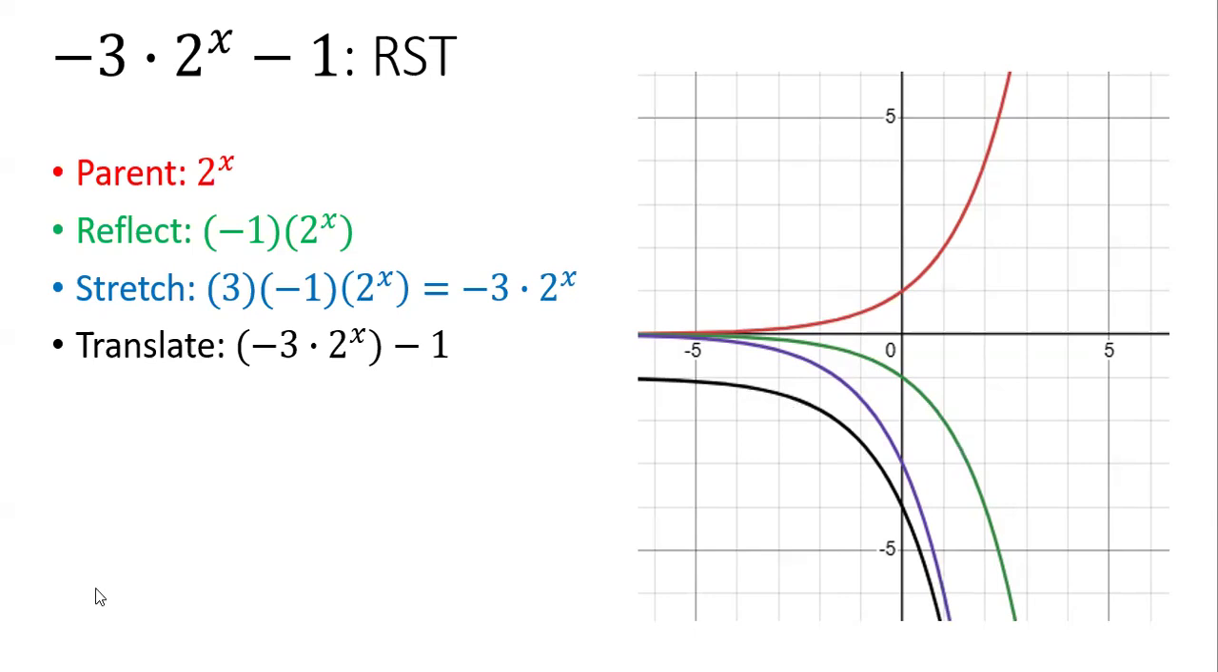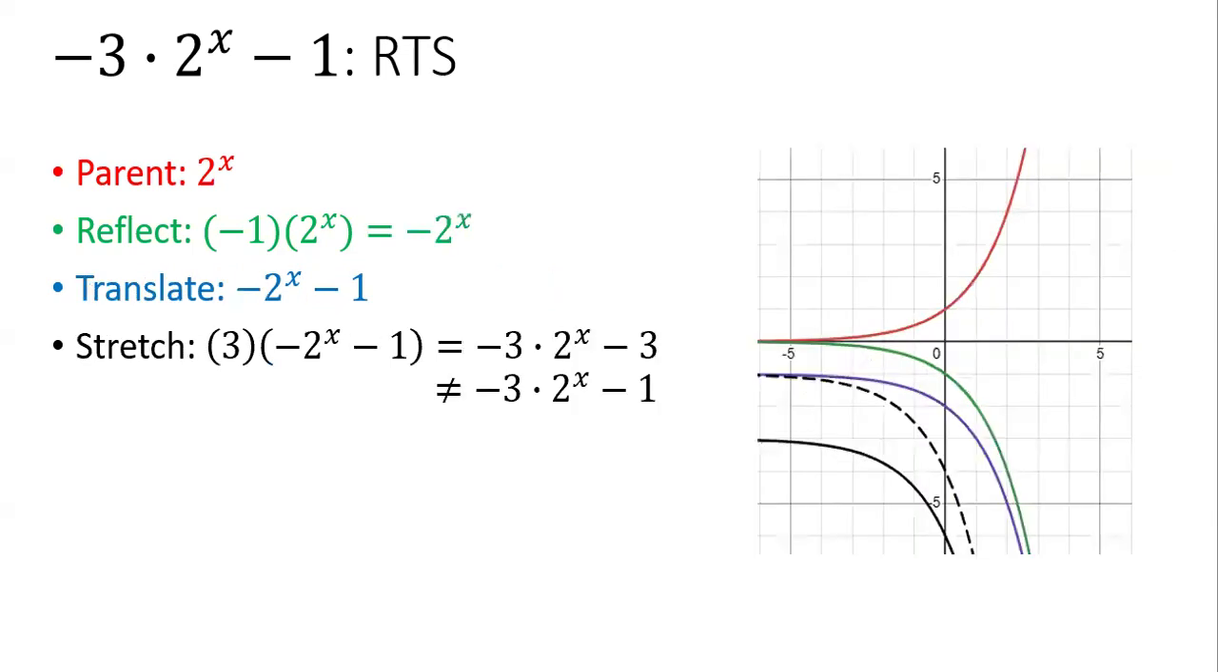So what if I had reflected first, then translated, then stretched? It looks like this. From the parent, we reflect first, that's right here. Then we translate, we shift down to this blue one over here. And then now we stretch. It became this solid black curve over here. However, this dashed black curve is what's actually correct, what we had in the previous slide.